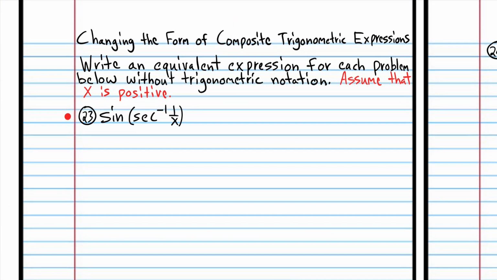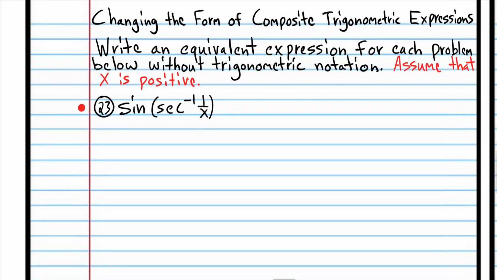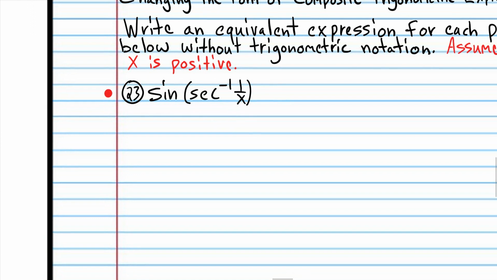So it says, write an equivalent expression for each problem below without trigonometric notation. When they say trigonometric notation, they mean sine or secant inverse. We're going to write an expression representing this thing here without sine and secant inverse notation. So I know that sounds pretty strange, but we're going to do this the same way we did the previous problems. We're going to start by analyzing the inside expression.